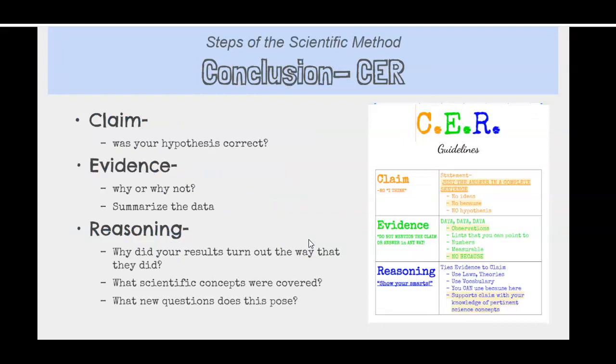Whenever you create a conclusion, you always need to restate your claim. You need to summarize your evidence, right? Summarize your data, tell me why your claim was correct, why or why not, and then give me that scientific reason. So these are your guidelines for creating a good conclusion. It tells you what the important parts of your claim, evidence, and reasoning are. Your reasoning includes why did your results turn out the way that they did, what scientific concepts were covered, and what new questions does this pose.